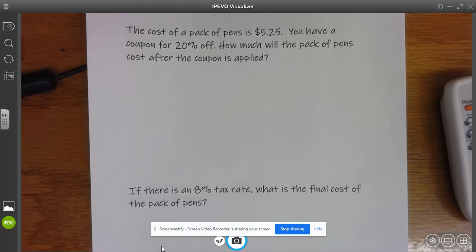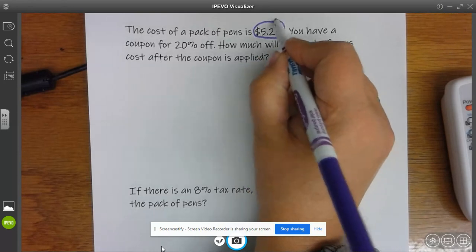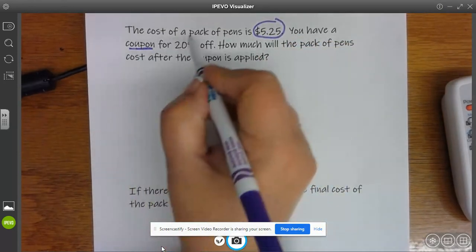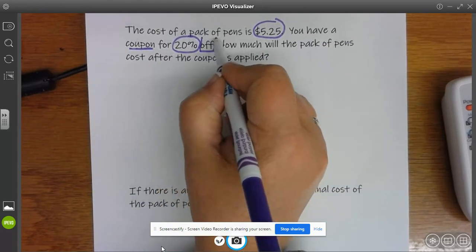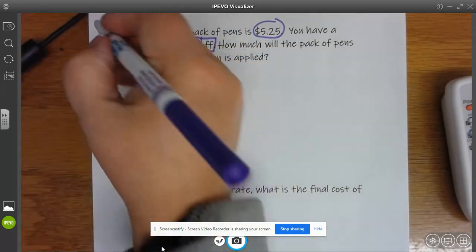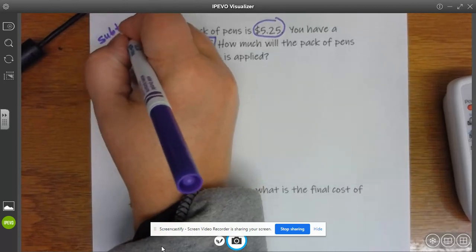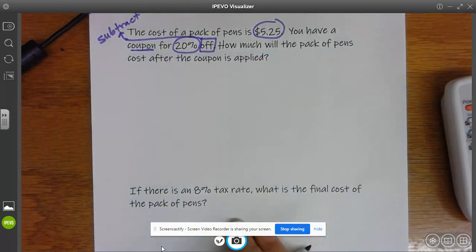Okay, so let's take a look at our important details. Your pens cost $5.25, but you have a coupon that's 20%, and this is the important word right here, off, because off means you're going to subtract something. That means it's going to come off of the original price of the pens. Okay? 20% off. A coupon means you're going to purchase it for a cheaper price than it's actually for sale.